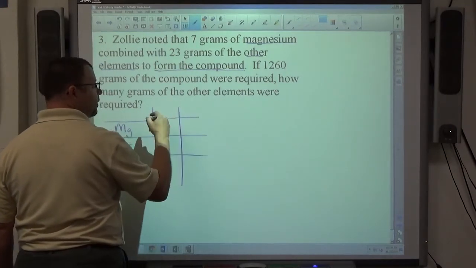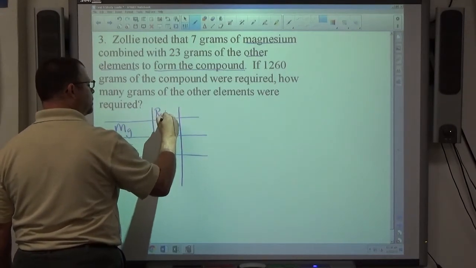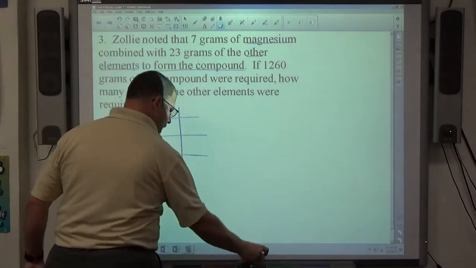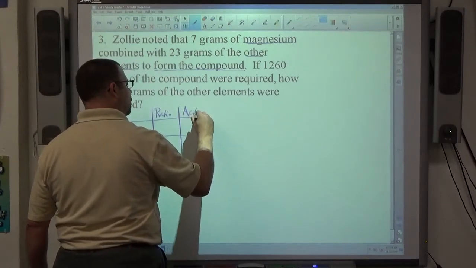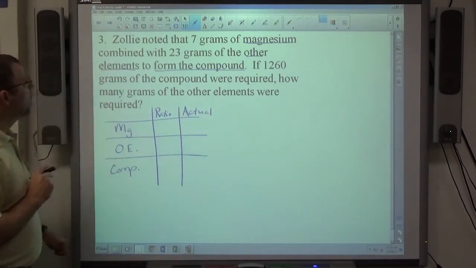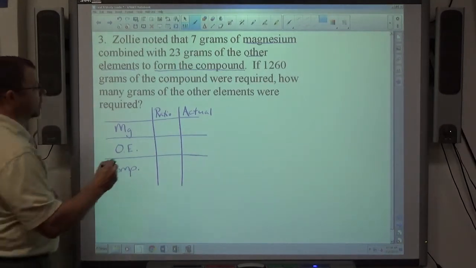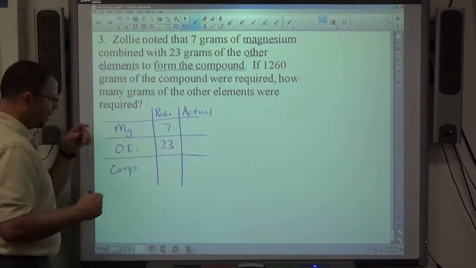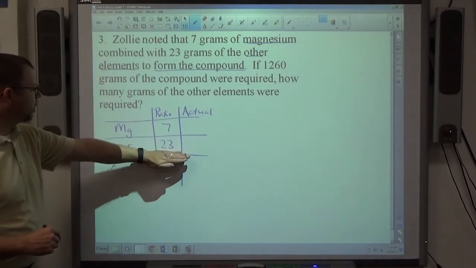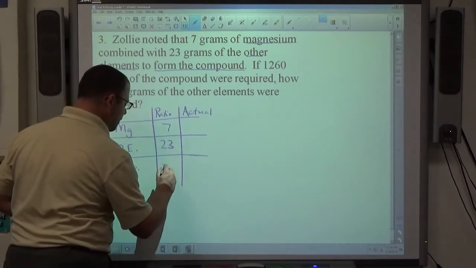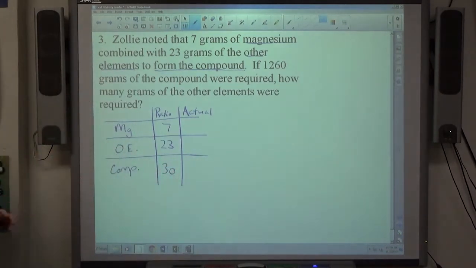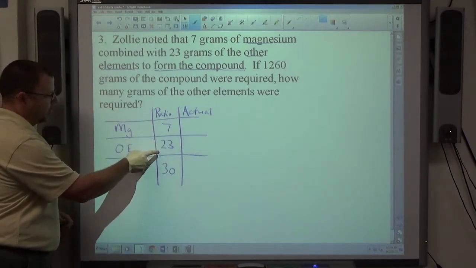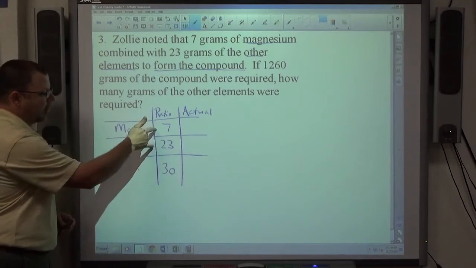And the recipe that they give us represents the ratio of things. And then we have the actual amount of what we want. So, Zolli noted 7 grams of magnesium were combined with 23 grams of other elements. Okay, so these are the pieces that go into the recipe. They add up to the total weight of the compound. So that's one recipe, like one serving basically of this compound. 7 grams of magnesium with 23 grams of other elements makes 30 grams of the compound. I know that because these add up to 30.